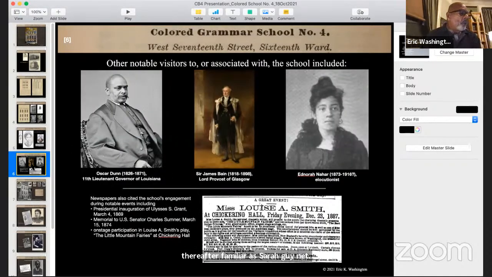Other notable visitors to this school included Lieutenant Governor Oscar Dunn of Louisiana. This is during the Reconstruction era. Sir James Bain, Lord Provost of Glasgow, came here during 1876, the centennial year, and Ednor Nahar, an elocutionist. Newspapers also cited the school's engagement during notable events, including the presidential inauguration of Ulysses S. Grant in 1869, the memorial to U.S. Senator Charles Sumner in 1874, and an onstage participation in Louise A. Smith's play, The Little Mountain Fairies, at the famous Chickering Hall.